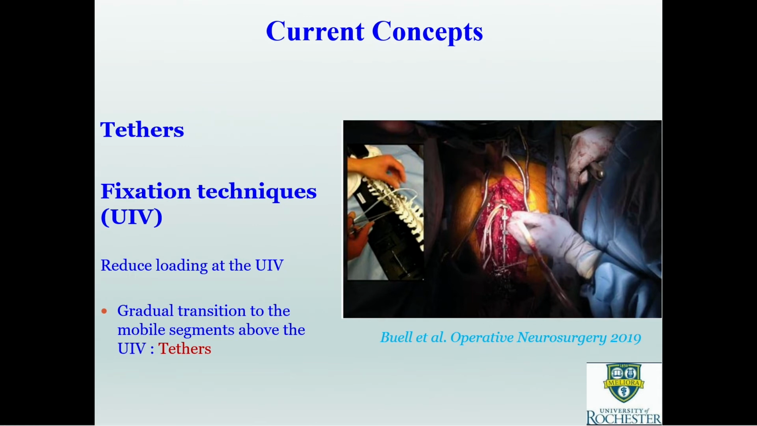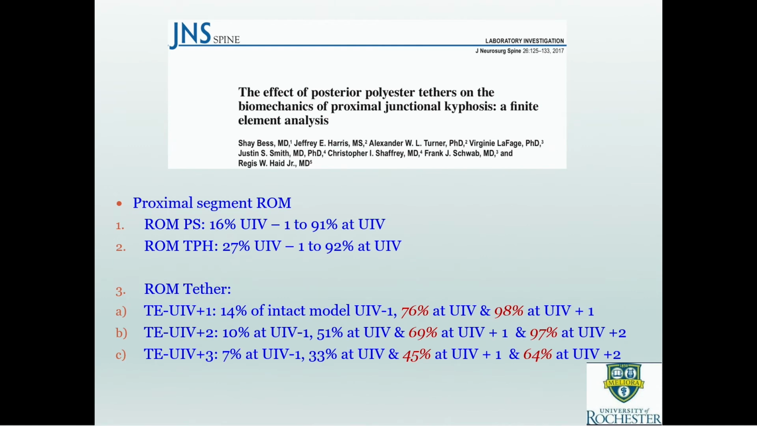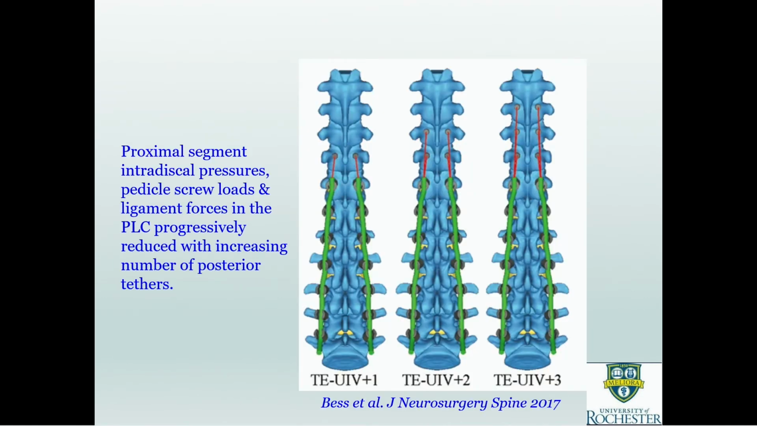There's recent evidence, not long-term evidence, suggesting that use of tethers at a proximal level can provide maybe a soft landing with your posterior ligamentous complex and reduce your risk for PJK. And especially using more tethers at the top. So the more you use, the less likely you are to develop PJK.